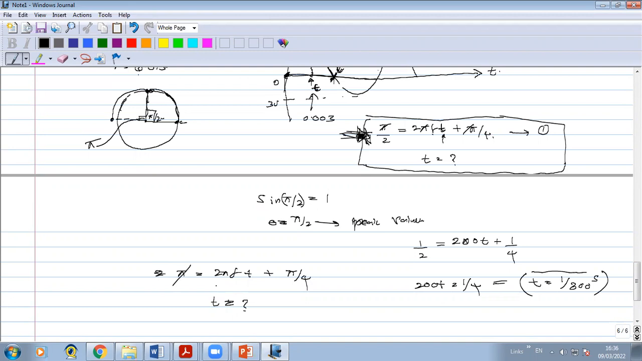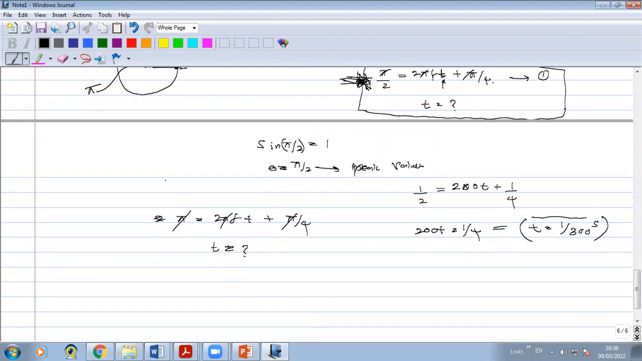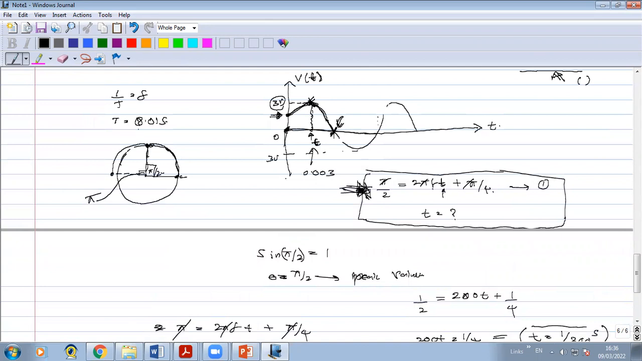So what is the value here? 5, 5, 5 cancel out. Okay. Then you will get 1 is equal to f is 100. So we have 200t plus 1 by 4. Okay. So then t is equal to 1, that means 3 by 4 divided by 200, that means 800. So what is the value here? 3 by 800, no? That means 3 times this, 3 times this, that is 0.009, this point.